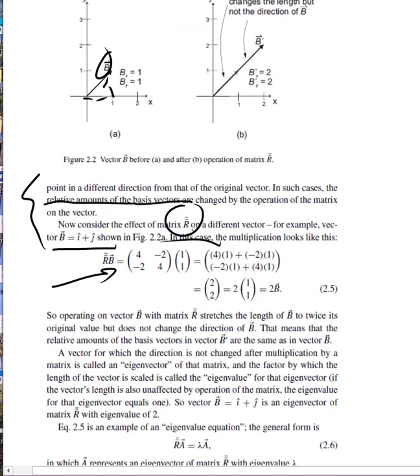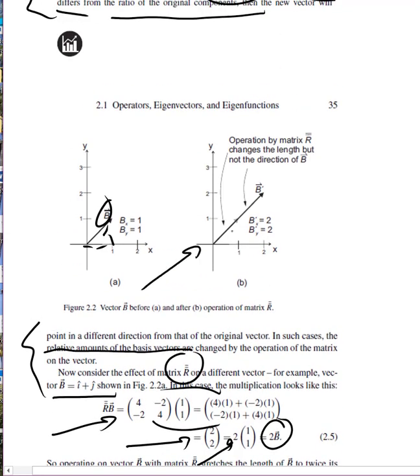Well, we do the multiplies, and look what we get. Pulling the common factor of 2 out, 2 times (1, 1). But (1, 1) was just our original vector B. So in other words, applying the matrix gives us the same vector back, except twice the magnitude.